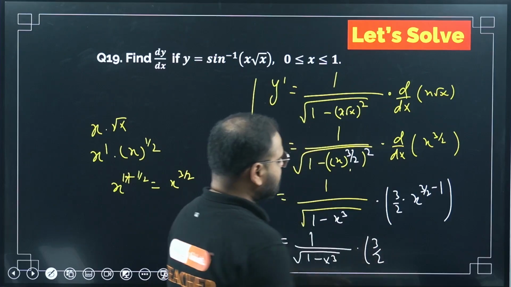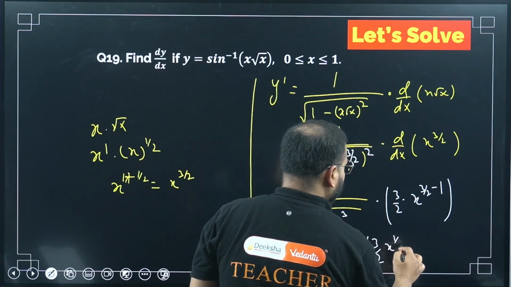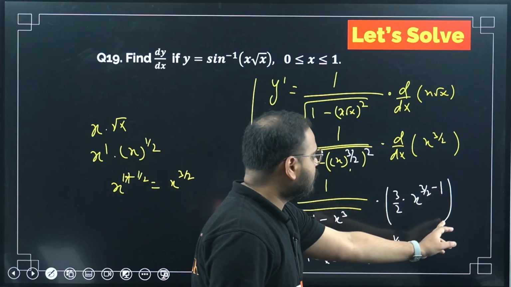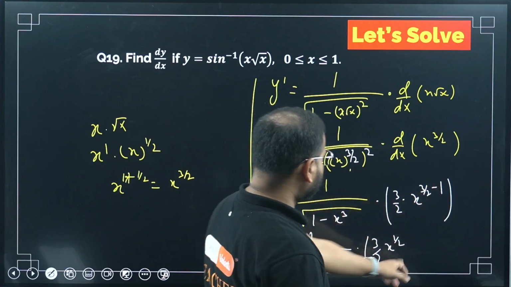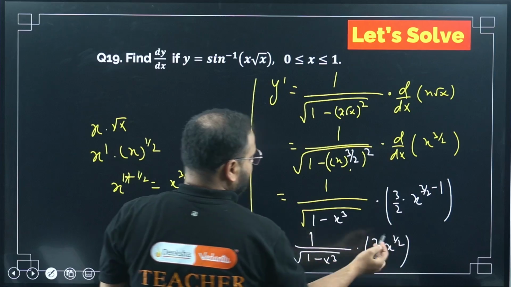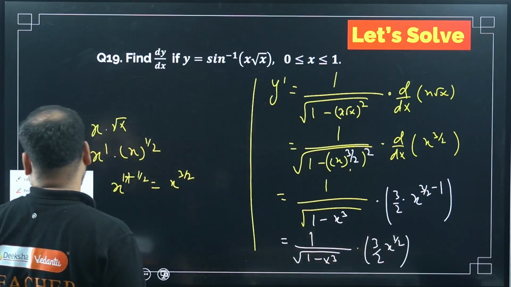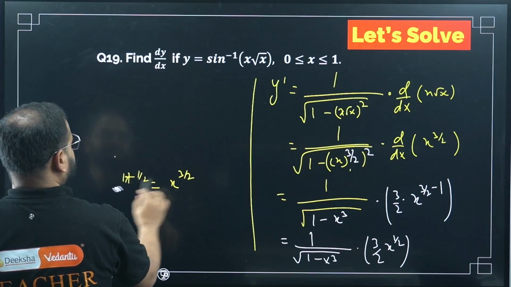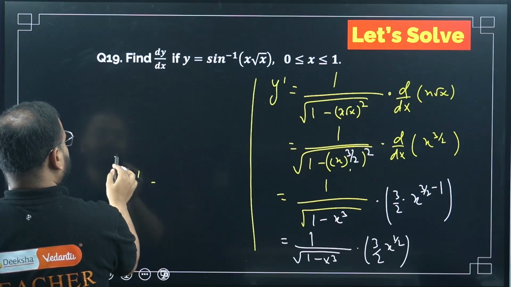Okay. How much is this? x to the power 1 by 2. Yes or no? 3 by 2 minus 1 is how much? 2 by 2. Sorry, 1 by 2. This is 1 by 2, right? Okay, let's take the final answer over here.